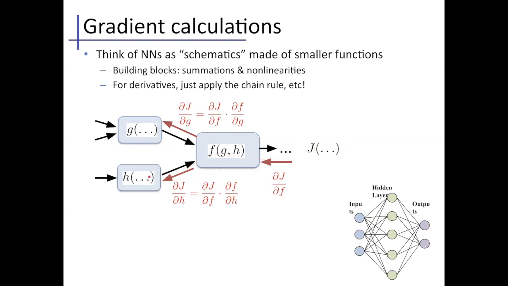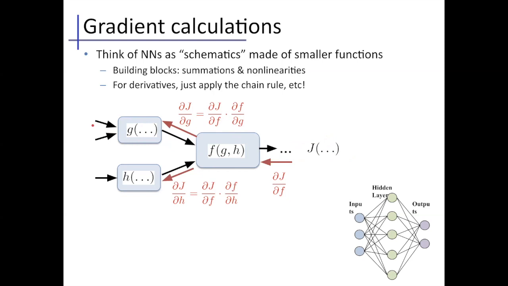In general, what you can see here is that the gradient calculations follow these red arrows from the end to the beginning. So this is the opposite of the forward path used to calculate these predictions.